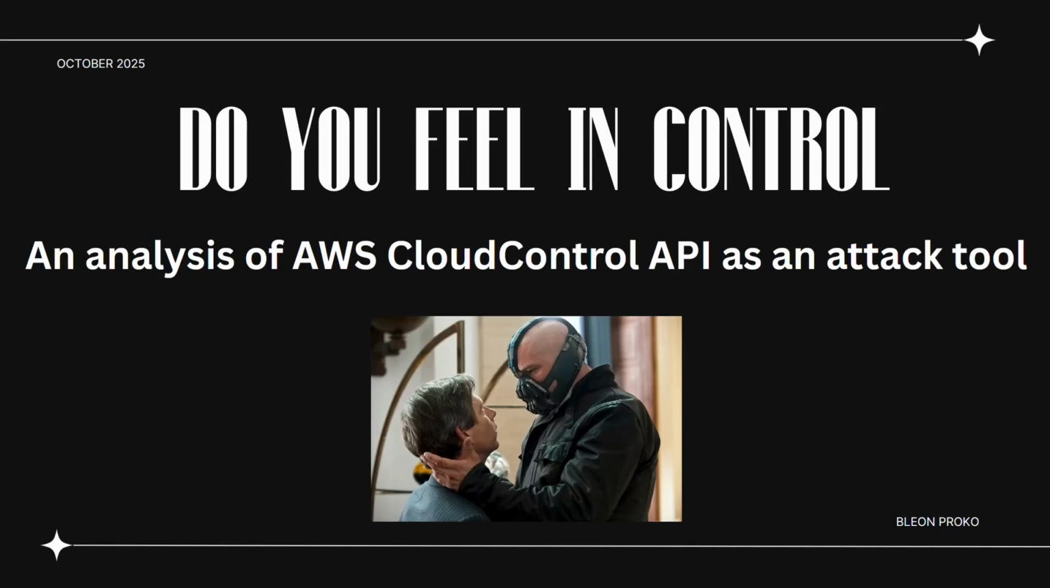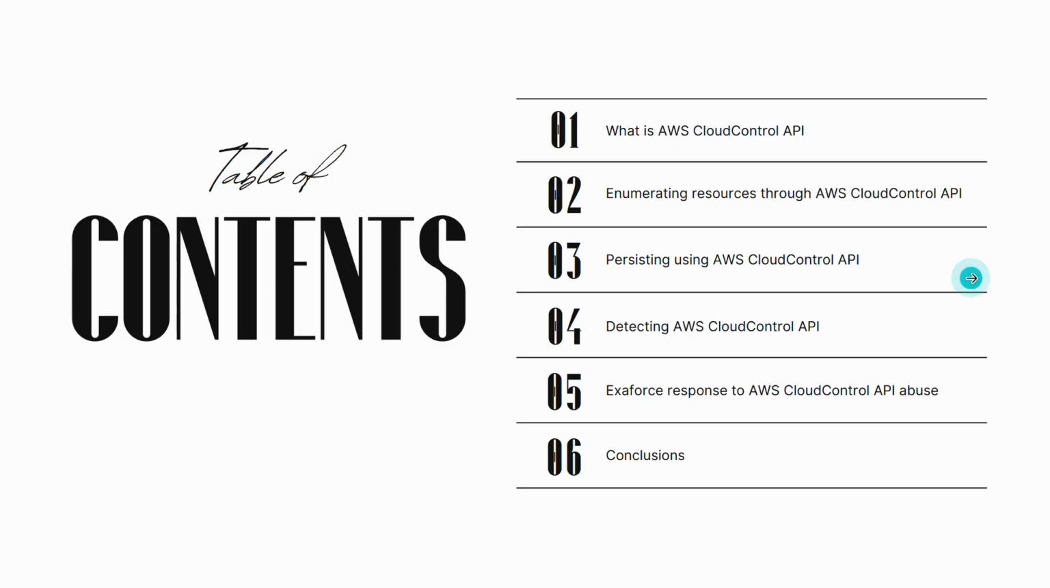So one research that we conducted at Exaforce was the usage of AWS or different cloud provider features and services as attack tools. One of those services is the AWS Cloud Control API. Now, what we will look into in this short video is what the AWS Cloud Control API is, how we can use that as an attack tool, and how we approach detecting it.